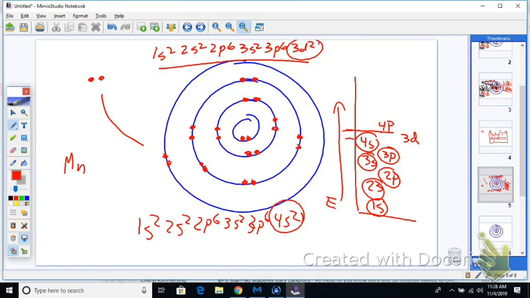You've got to memorize manganese, and it goes S, P, D, or SPDF. SPDF. SPD. I'll remember that.